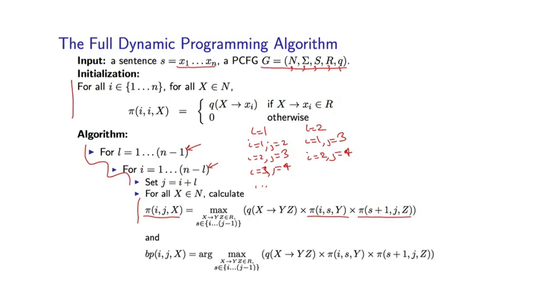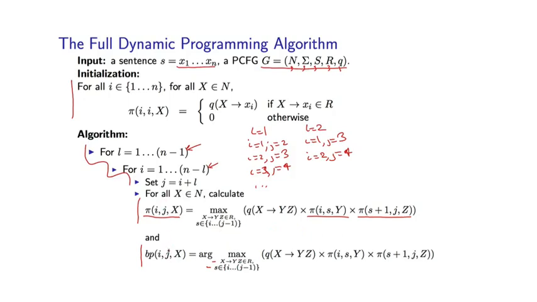The only other thing is that, remember, these pi values just store the maximum value of the probability for any subtree rooted at x spanning words i through j. But we really want to recover the tree that achieves that max. We do this by storing back pointers in a very similar way to the algorithms we saw for HMMs. In addition to storing pi(i,j,x), I have BP(i,j,x), the back pointer, which is the argmax. This records which rule and which split point actually achieved this maximum value.